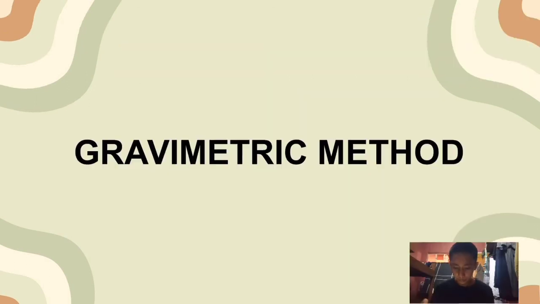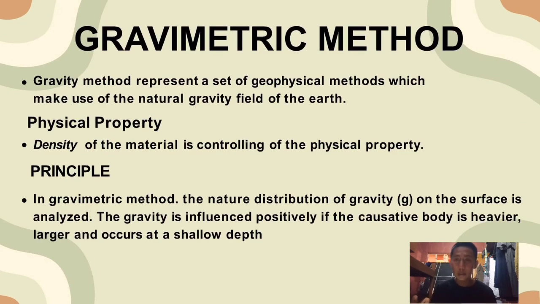Gravimetric method. The gravity method represents a set of geophysical methods which make use of the natural gravity field of the Earth. The physical property controlling the method is the density of the material.